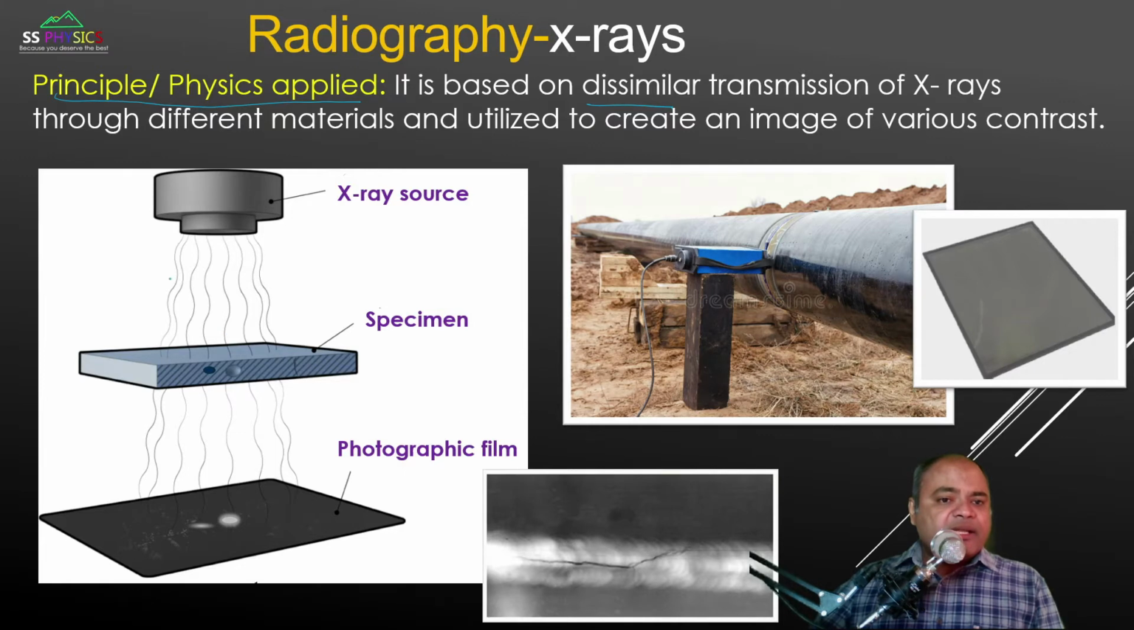See here in this graphic image, you will see that this is the X-ray source, then there is a specimen, and this is a photographic film. The X-ray source, as I have already told you, is nothing but a Coolidge tube from which we can produce the X-rays. The specimen which is to be tested is kept immediately after this X-ray source, and immediately after this specimen, the photographic plate is kept. Here some distance is shown, but actually there is almost no distance between these three objects.